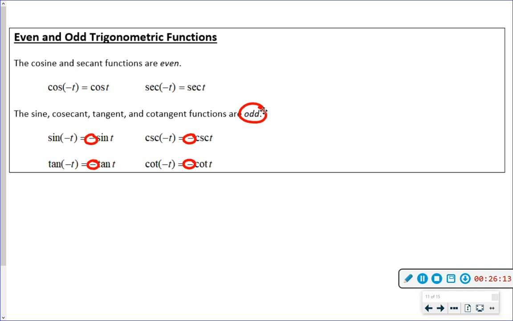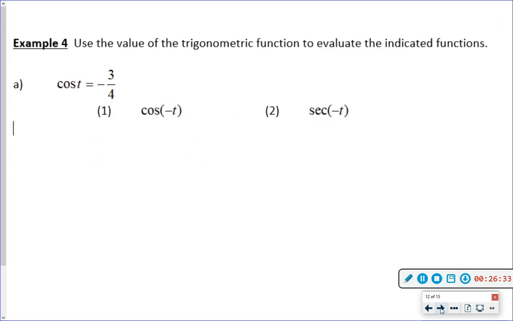Easy, but here's what you got to remember. Cosine is even. So you do not change any positives or negatives. Cosine and secant, you write down the exact same fraction, you don't touch it. The rest of them, opposite. You're going to just be changing the sign on it. So it's all positive and negative work we're going to do. So use the value to find the rest.